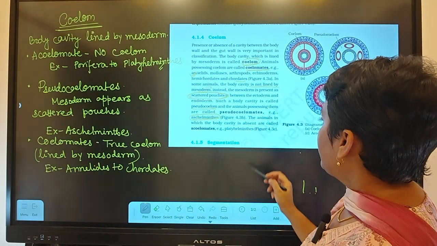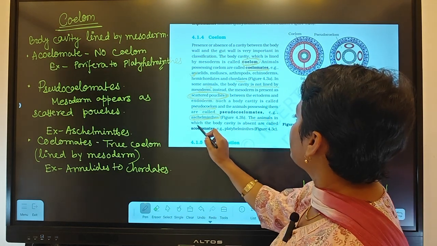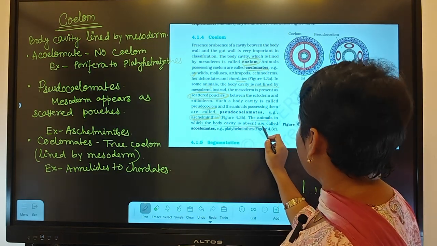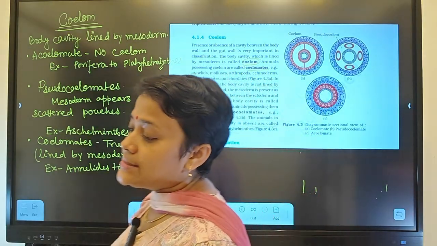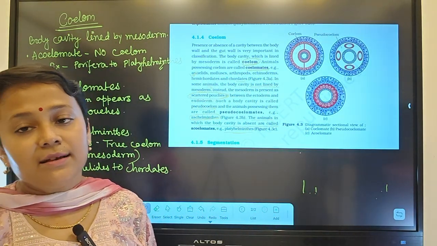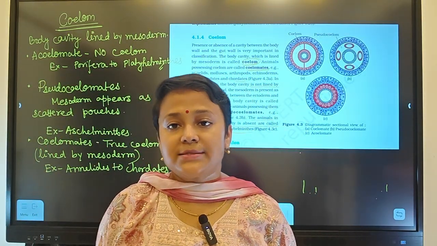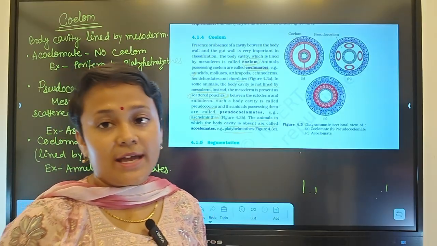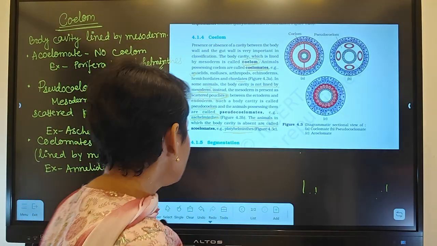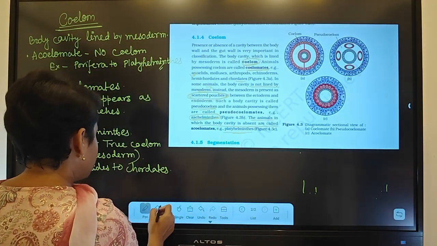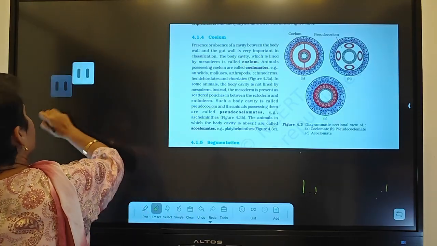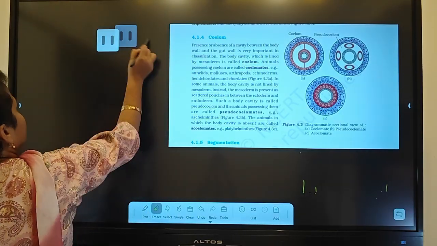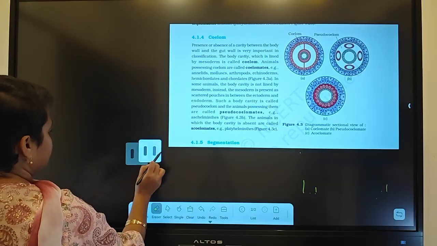Okay. Coming to the animals in which body cavity is absent. Example, platyhelminths. Why are they saying platyhelminths? Because it is triploblastic but there is no cavity. Okay. Coming to some extra points, I'll say about coelomates. It is not in NCERT.